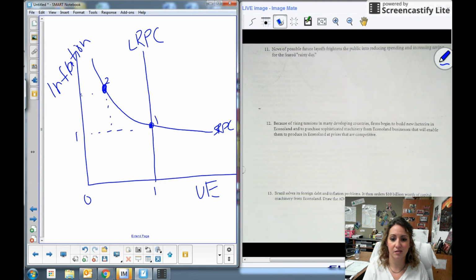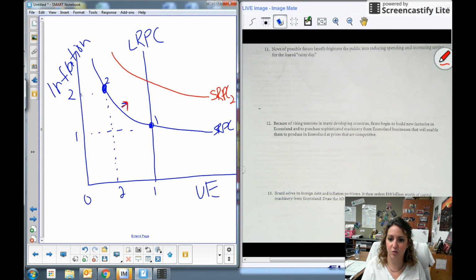But since they took that machinery, Brazil did, from Ecoland, they can't produce as much. And they are producing less. Short run aggregate supply decrease, which means our Phillips curve is actually going to shift. Let me change color so I can see this better. There we go. To the right. Short run Phillips curve 2.